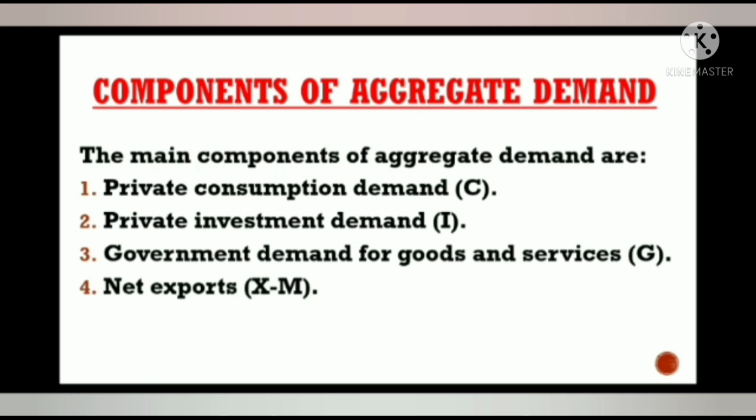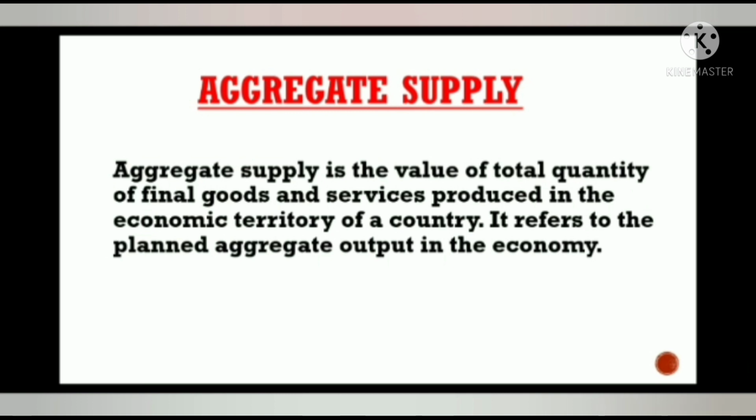Next, aggregate supply. Aggregate supply is the money value of all final goods and services available for purchase by an economy during a given period. It is the flow of goods and services in the economy. Since the money value of final goods and services is equal to net value added, aggregate supply is nothing but national income. Thus, AS equals C plus S.